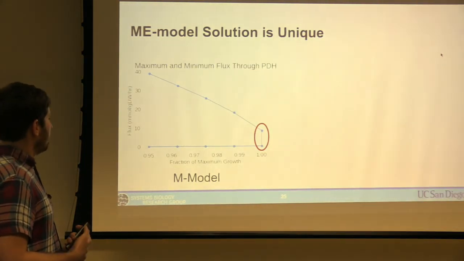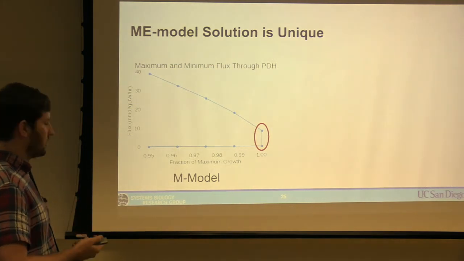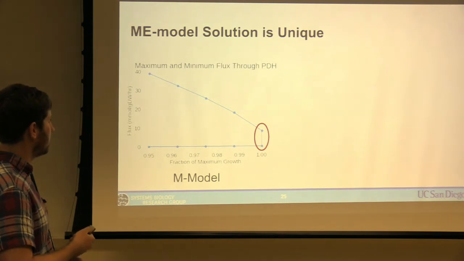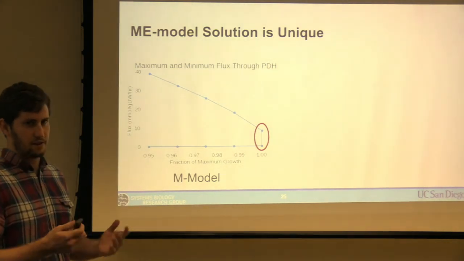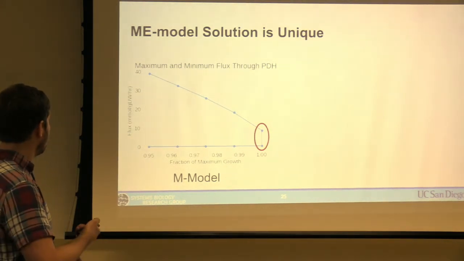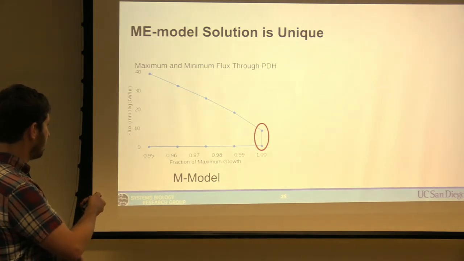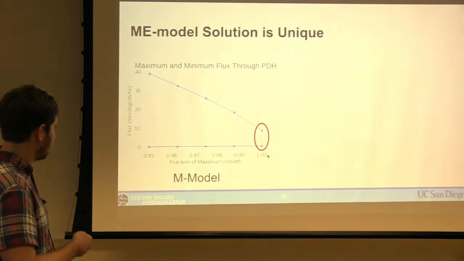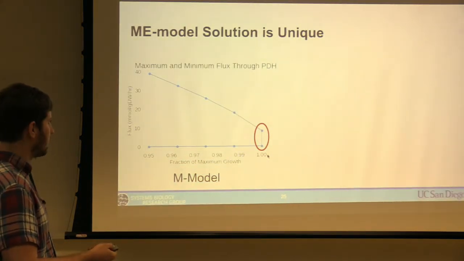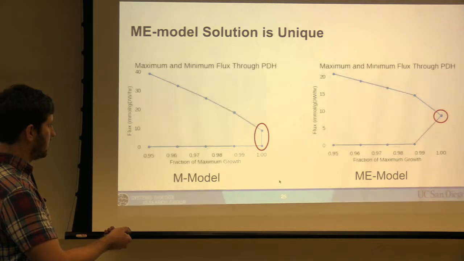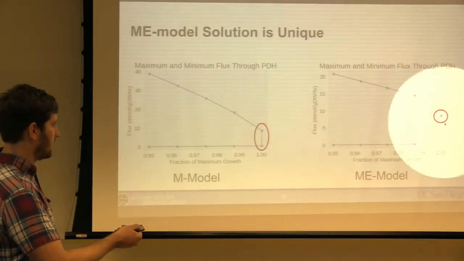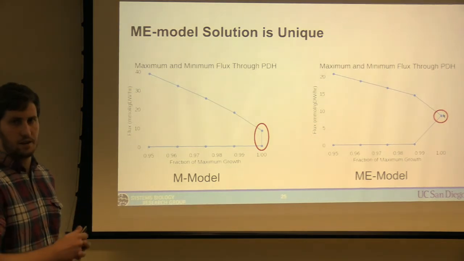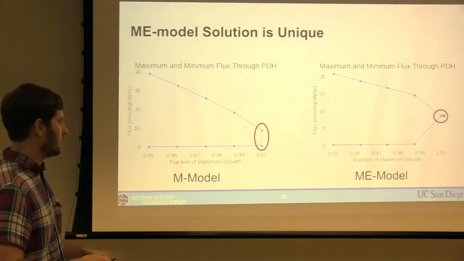So going back to this example, another thing that is very attractive with ME models is each solution is going to be unique, or effectively unique. So if we do the same type of FBA on PDH, as we go from 95% of the max growth to the maximum growth rate, and run it in the ME model, this is going to condense to a single point at the maximum growth rate. So we're going to get one prediction of the flux through that reaction and all the fluxes throughout the network.